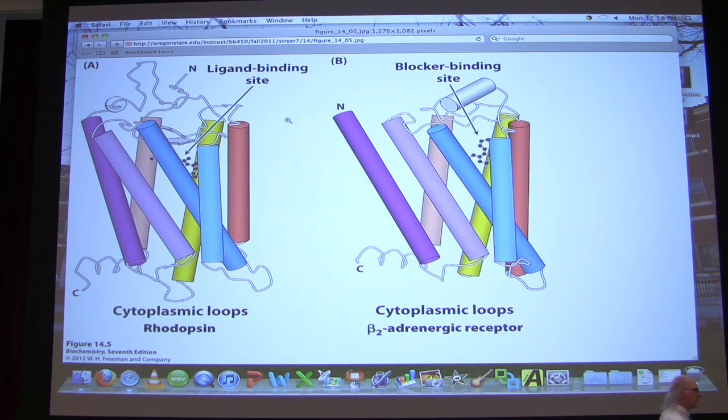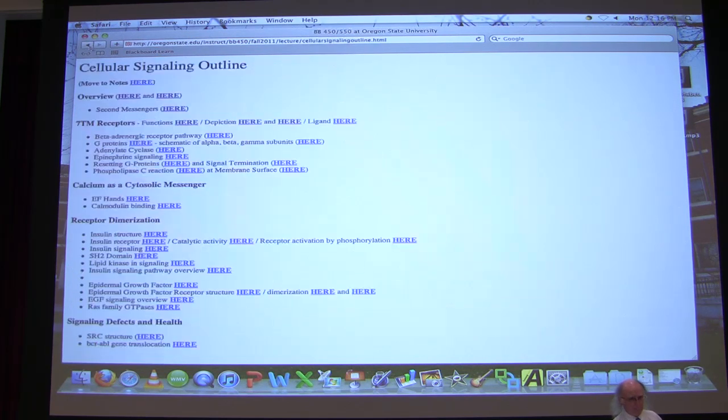You notice in the middle of these 7 TMs that there is a binding site for a molecule. And that binding site for the molecule is, in fact, the first messenger. So the 7 TM has a binding site for the first messenger to come in and do its thing.